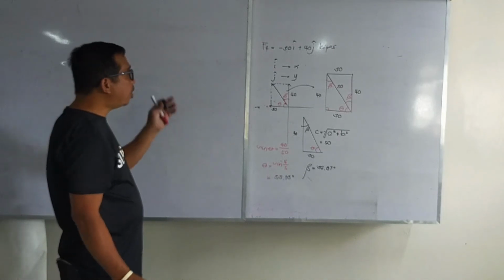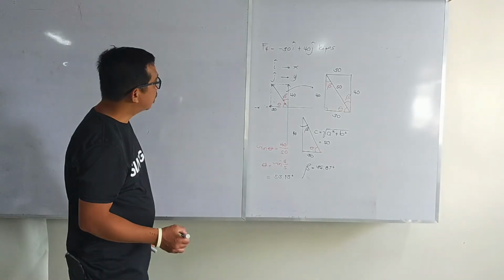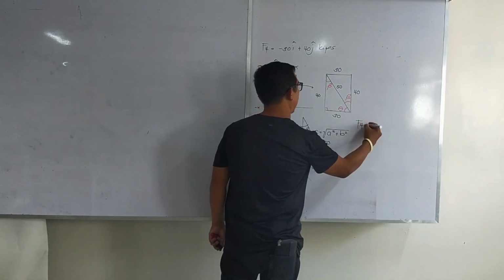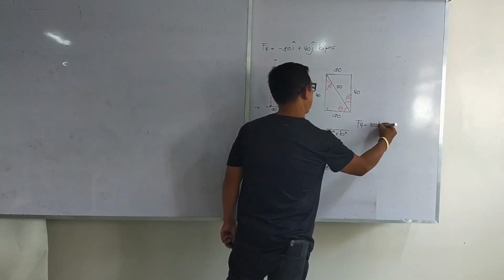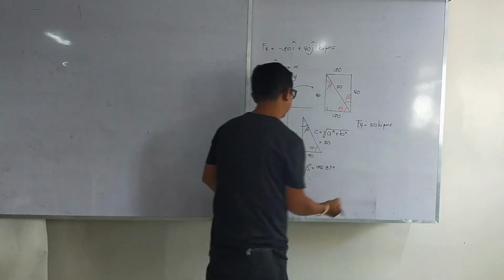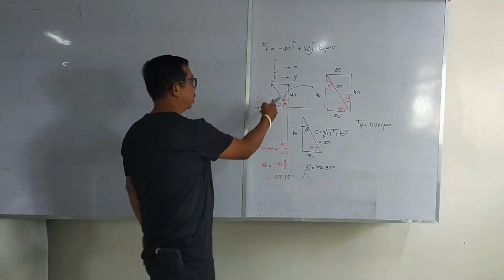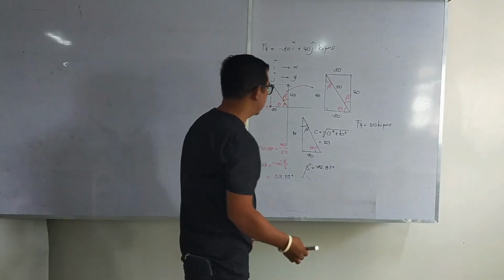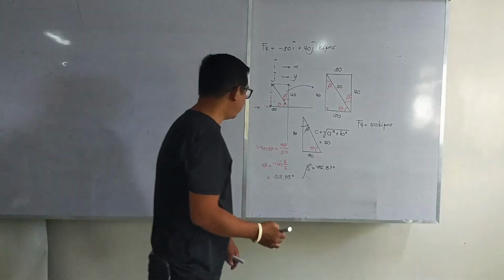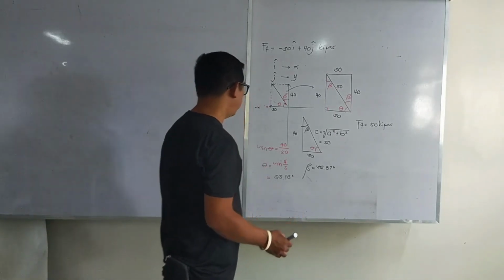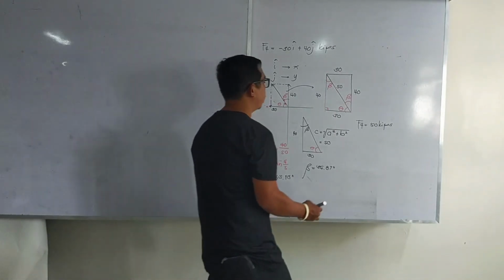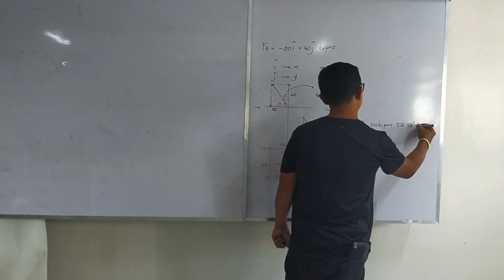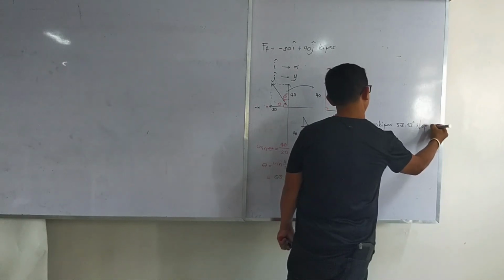So it follows then that the value of F4 can now be expressed as 50 kips. Since this is a second quadrant, west and north, so we got 50 kips, 53.13 degrees north of west.